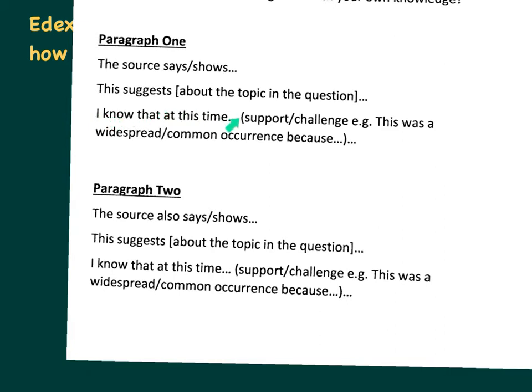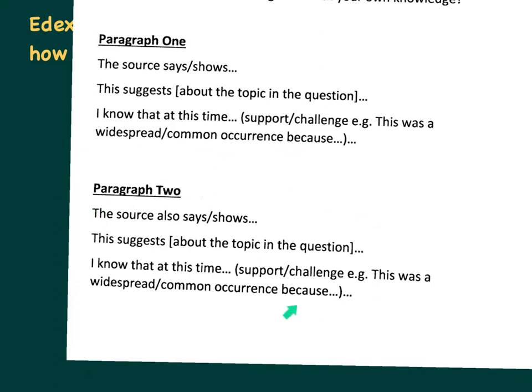I know that at this time, how much does it tell you? So I know that at this time, actually, more women were involved in the Royal Navy and the Royal Air Force than the Land Army because, etc., etc. This was widespread, or this was common, because think about how you could challenge the source. So is this source really useful for showing you about what everyone would have experienced, or a particular group, say in the town, in the countryside, women, men, younger, older people? How widespread or common would this occurrence have been?